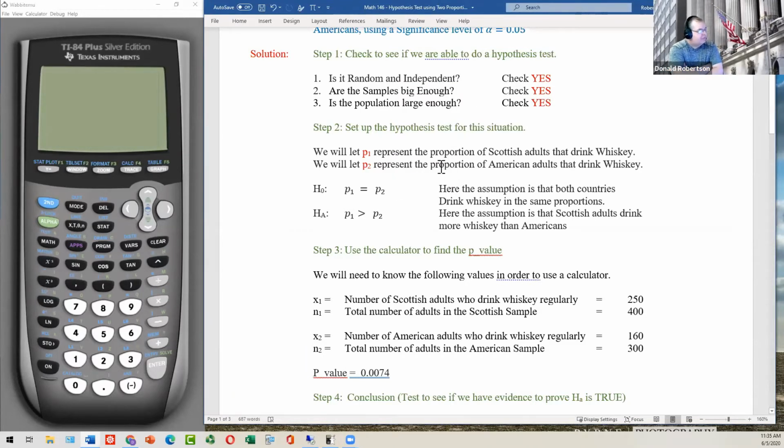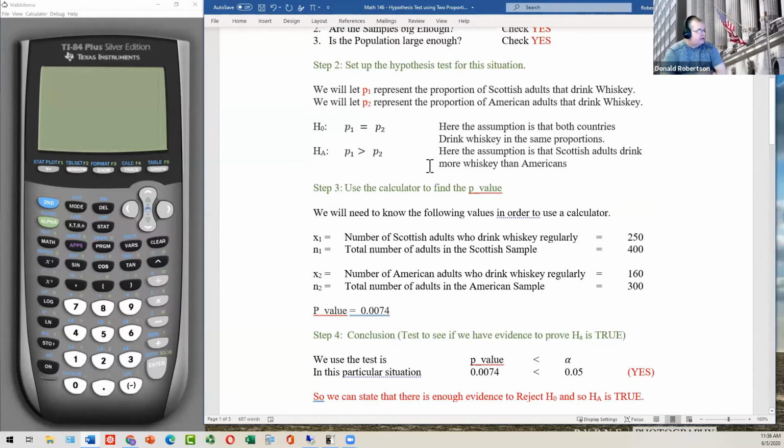Is it a random sample? Is the sample random and is it independent? Yep, the storyline didn't make me think it wasn't. Are the samples big enough? If you do that np thing to all of them, the answer is everybody's bigger than 10, so it's yes. And I'm sure there's enough people in America and in Scotland to conclude that the population is large enough. So we are good so far.